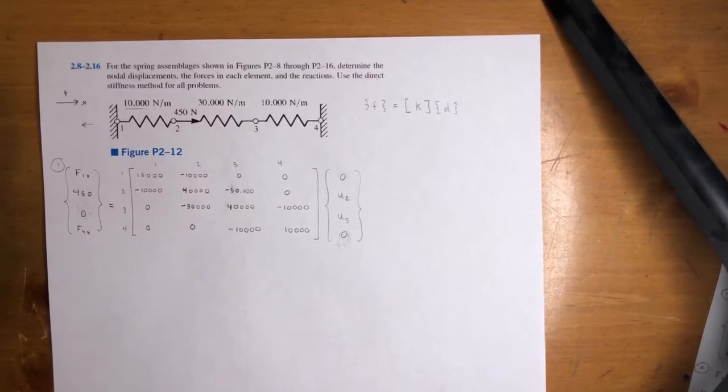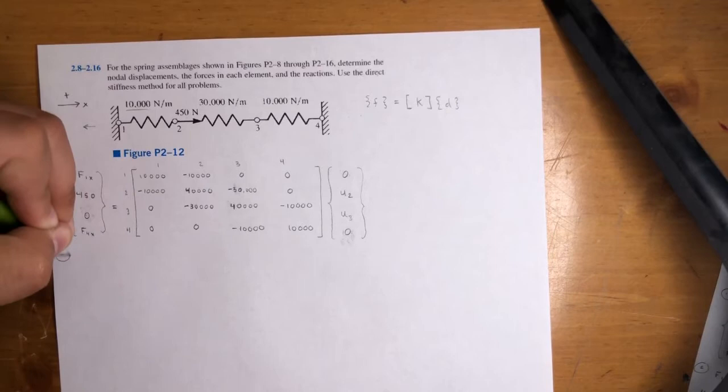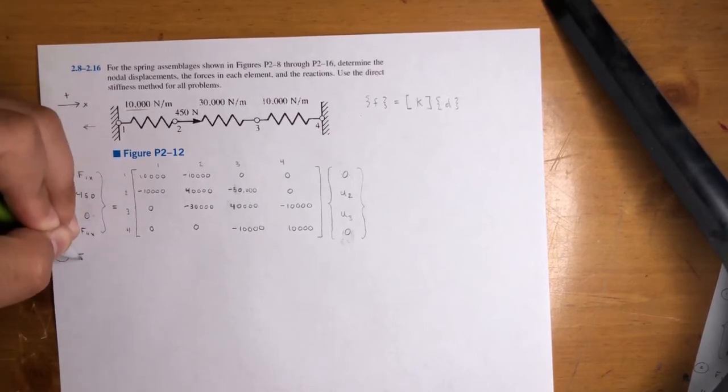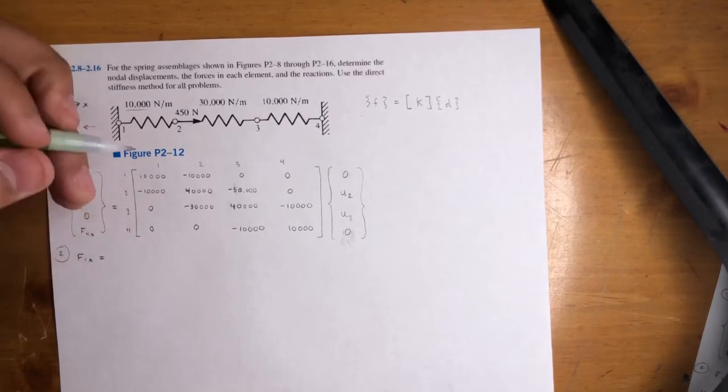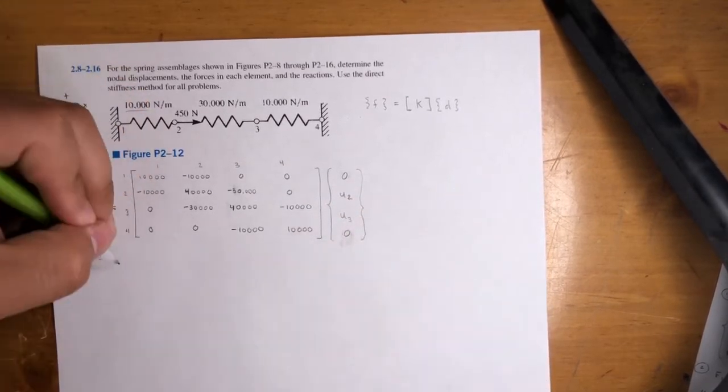All right, so we could go ahead and continue with the equations to solve for the unknowns. So f1x is equal to 10,000 times 0 minus 10,000 u2.